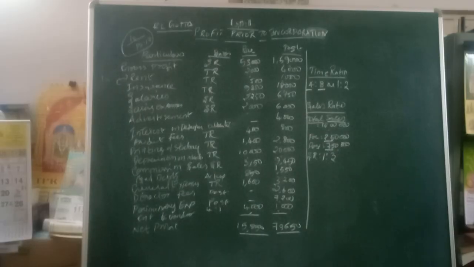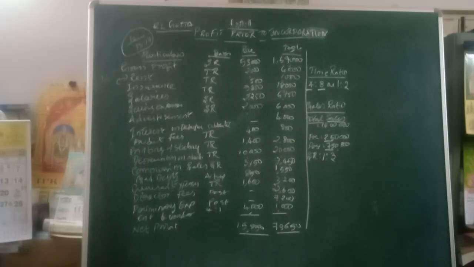Then the second one is sales ratio. The total sales come to 10 lakhs. In the pre-incorporation period, the amount of sale is 2 lakh 50,000, and the post-incorporation period is 7 lakh 50,000. These two things are given in the question. If we simplify this, it comes to 25 is to 75, which is 1 is to 3. So the sales ratio for the two periods comes to 1 is to 3.